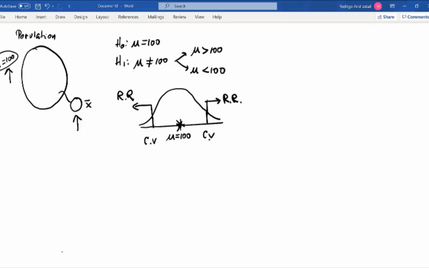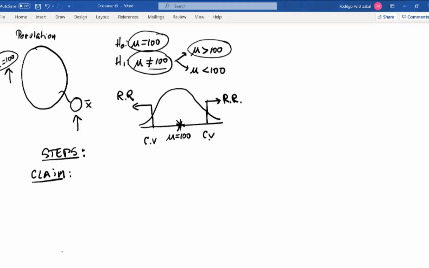Let's talk about the steps that you have to do when you are testing a hypothesis. First, you need to determine in the problem which one is the claim. The claim could be this hypothesis that the parameter is equal to the previous result, or this hypothesis the parameter is different to the previous result, or more specific, the parameter is bigger than the previous result or is smaller than the previous result. Any of these could be the claim.